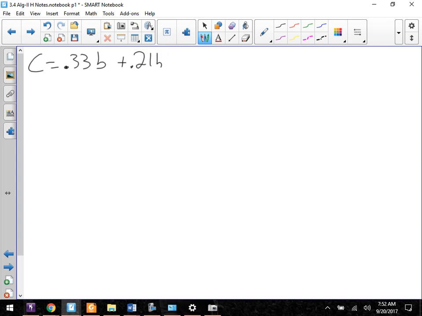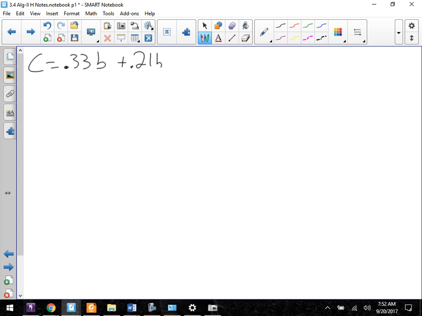Guys, 12th hour, a couple people asked the question in regards to, do they have to put it as 0.33 or 0.21, or can they just say 33 cents, 21 cents? Perfectly fine, because then your answer would have been 718 cents, which means it's $7.18. It's not a big deal. Just remember that that's what your value is.